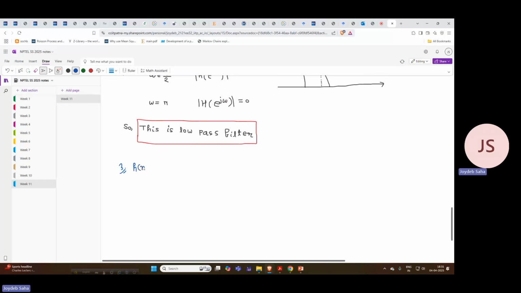h of n is equal to delta n minus delta n minus 1. Which type of filter is the system?